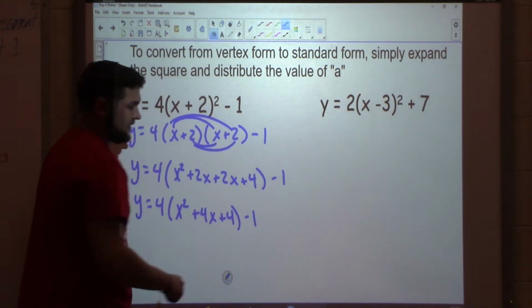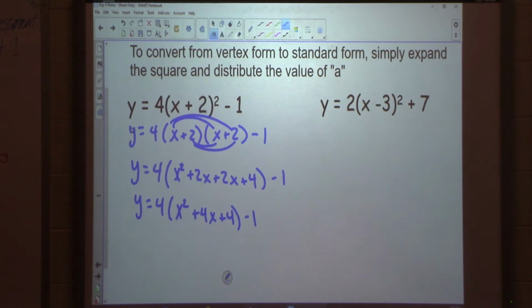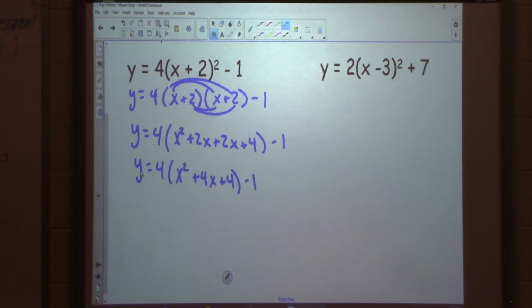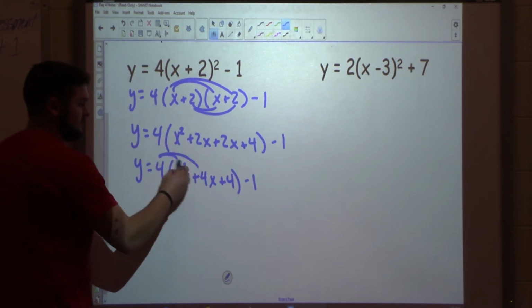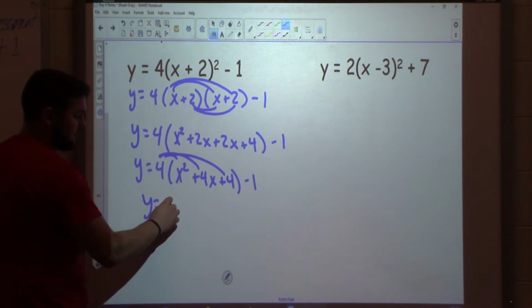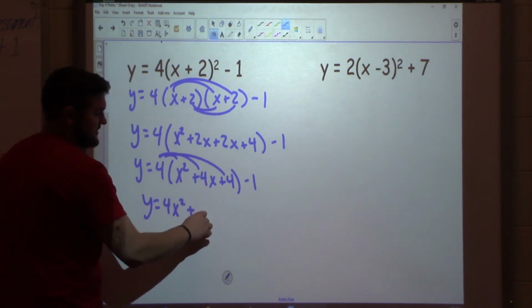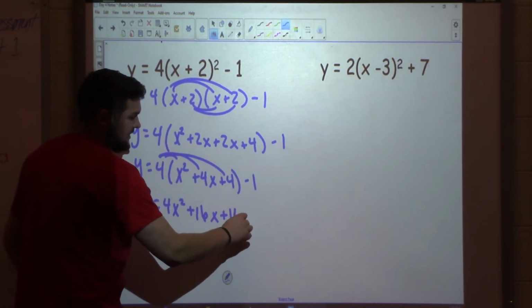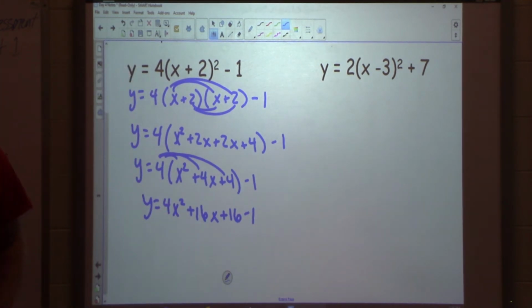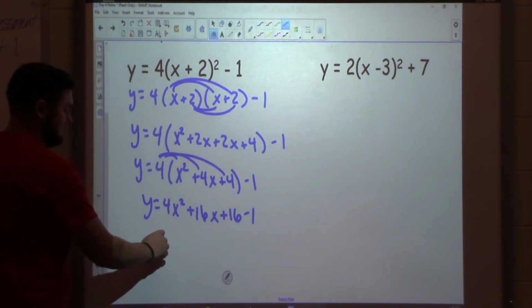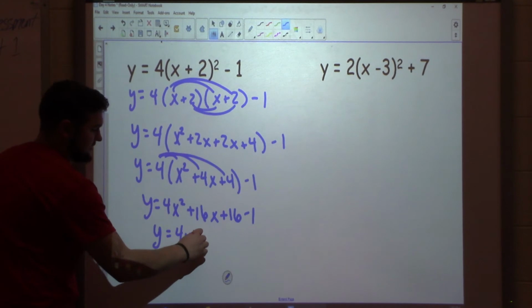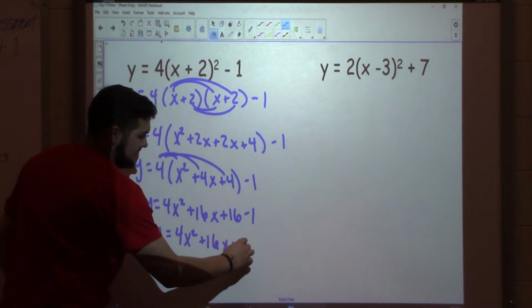Okay, what do you think should be different now? What do you think we're going to do now? Distribute. You have to distribute that a value. It's no longer 1, so I have to distribute it into those parentheses. So y equals 4x squared plus 16x plus 16 minus 1. And I have one last step where I need to combine that like term at the end. 16 minus 1 will give me 15. So y equals 4x squared plus 16x plus 15.